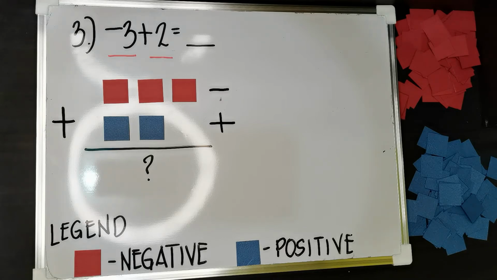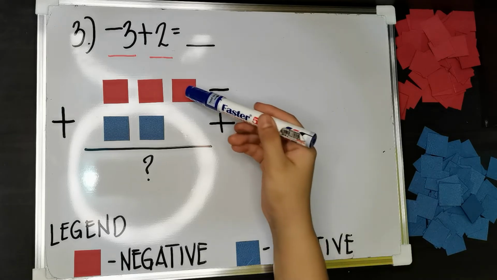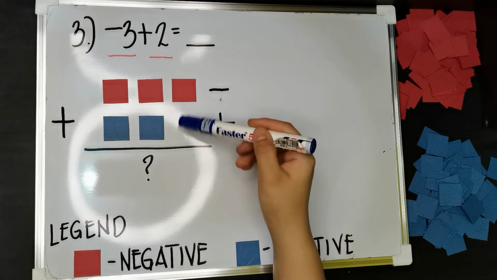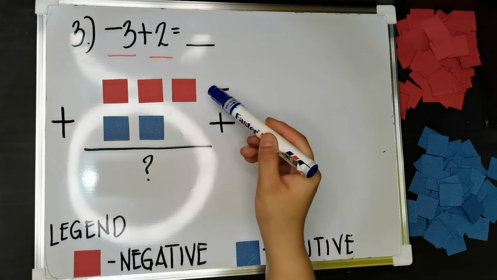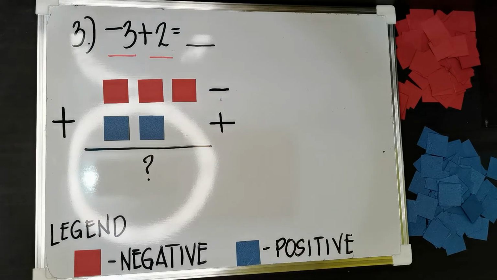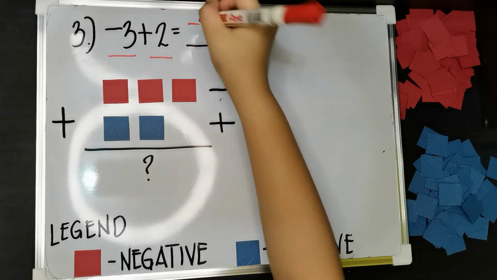And then, after that, ano na ang sunod na gagawin? Okay? Ang sunod natin gagawin ay sundin natin yung sign ng pinakamarami. Sa dalawang sign tiles na to, sino ba ang mas marami? Yung red, di ba? Kasi 3 sila. Panalo sila. So, ibig sabihin, our final answer will be negative.